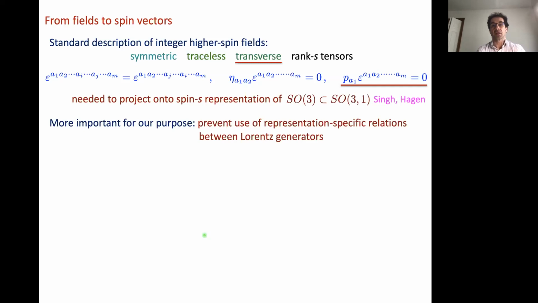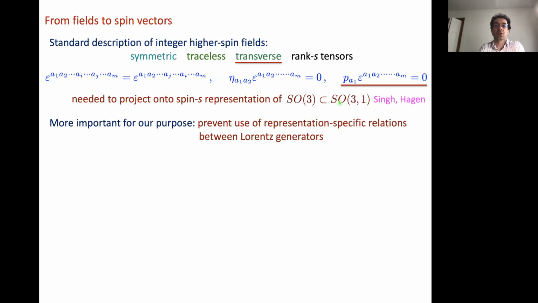Well, they are typically given by symmetric, traceless, and transverse rank S tensors. So this refers to a field of spin S. And their corresponding polarization tensors are symmetric, traceless, and transverse. There is little to be said about the first two, but the third one has a very specific meaning. Actually, the first two guarantee that we're talking about a representation of the Lorentz group. The third relation is needed if one wants to project out things which are not in a representation of spin S of the little group.